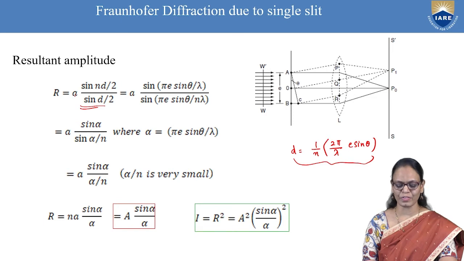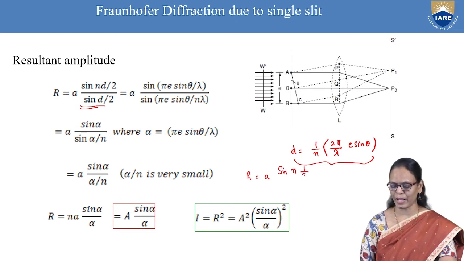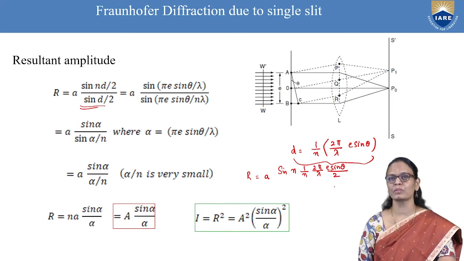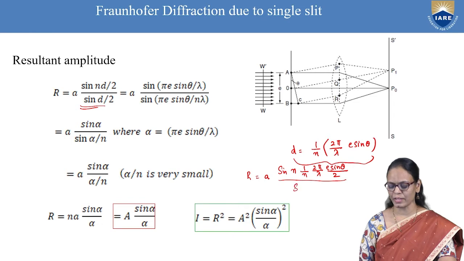So what do we have here? R is equal to A sine n, and what is the value of δ? 1 by n into 2 pi by lambda into e sine theta by 2. And in the denominator, sine δ by 2 means 1 by n into 2 pi by lambda into e sine theta by 2.